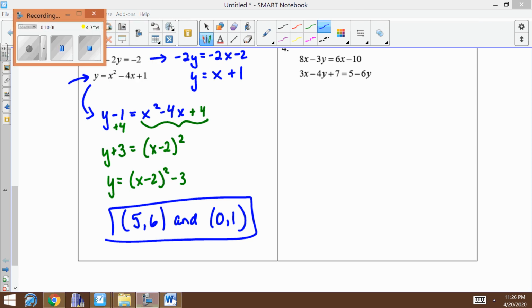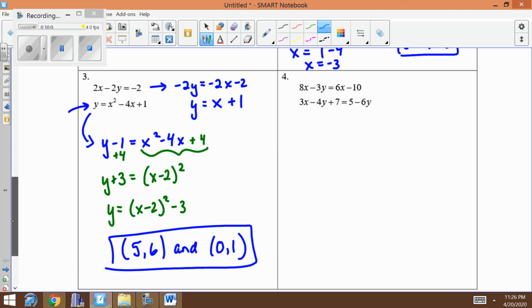All right, let's look at the next one, number 4 here. So this one, when I look at it, okay, none of them stand out to me right away. So I'm going to put them both into standard form. So I'm going to subtract the 6x. We get 2x minus 3y is negative 10. Here I have to add the 6y. So 3x stays the same. When I add 6y, I get plus 2y. Then subtract the 7, I get a negative 10.